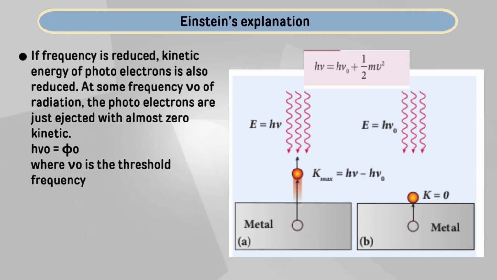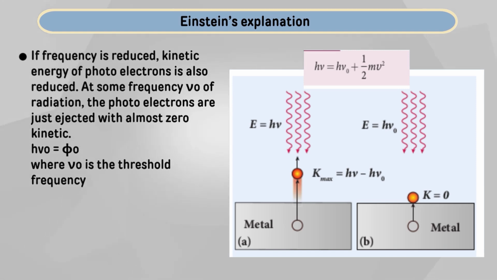According to this explanation, if the frequency is reduced, the kinetic energy of the photoelectron is also reduced. At some frequency nu naught of radiation, the photoelectrons are just ejected with almost zero kinetic energy. So h nu naught, the minimum frequency at which the electron just comes out of the surface, is equivalent to phi naught, and this phi naught is the work function. This is the schematic diagram of Einstein's explanation, where photonic energy is incident on the metal and that energy is used by the electron.